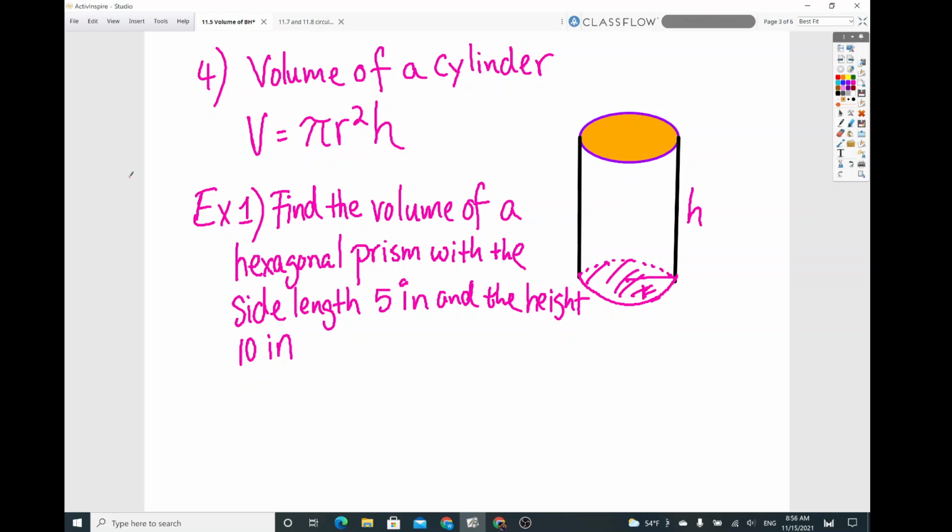So now let's do one example. Find the volume of a hexagonal prism with side lengths of 5 inches and a height of 10 inches. So for the hexagonal prism, draw the hexagon, and also the bottom base, which is a hexagon, and then connect those vertices. This one's supposed to be dotted.